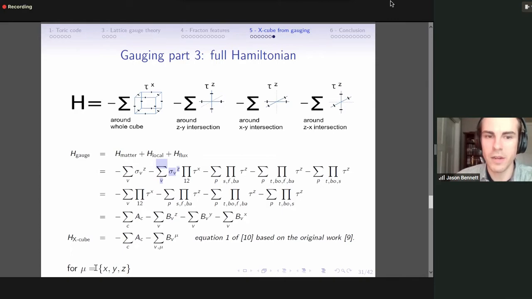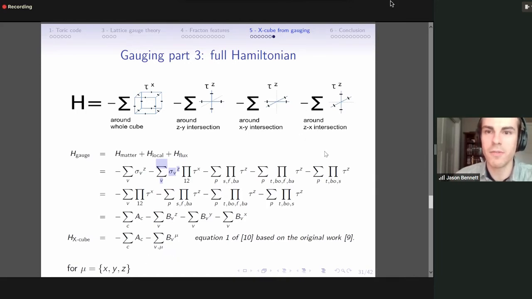And just to write things in a summation notation to match what is commonly found in the literature, this is exactly the Hamiltonian of the X cube model, where here I was just doing things pictorially. This is the exact Hamiltonian that you would find if you looked up the toric code, you would find what I had before, and if you looked up the X cube model, this is the Hamiltonian you'd find there.